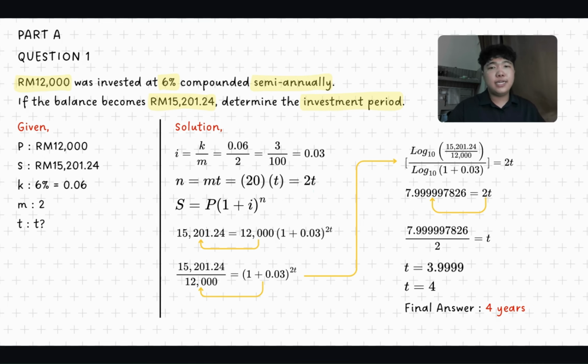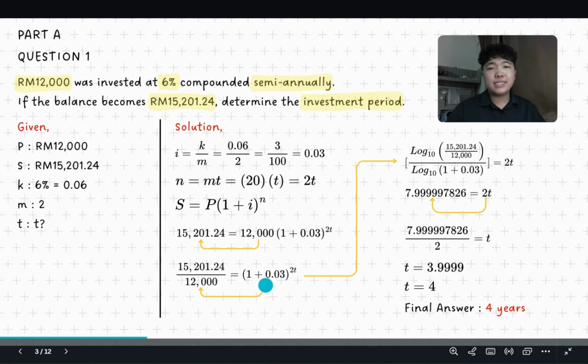After that, we use the formula given to find T. We need to substitute all the information given into the formula. So we will get 15,201.24 equal to 12,000 times (1 plus 0.03) to the power of 2T. After that, we move the 12,000 to the left side, and we will get 15,201.24 divided by 12,000 equal to (1 plus 0.03) to the power of 2T.